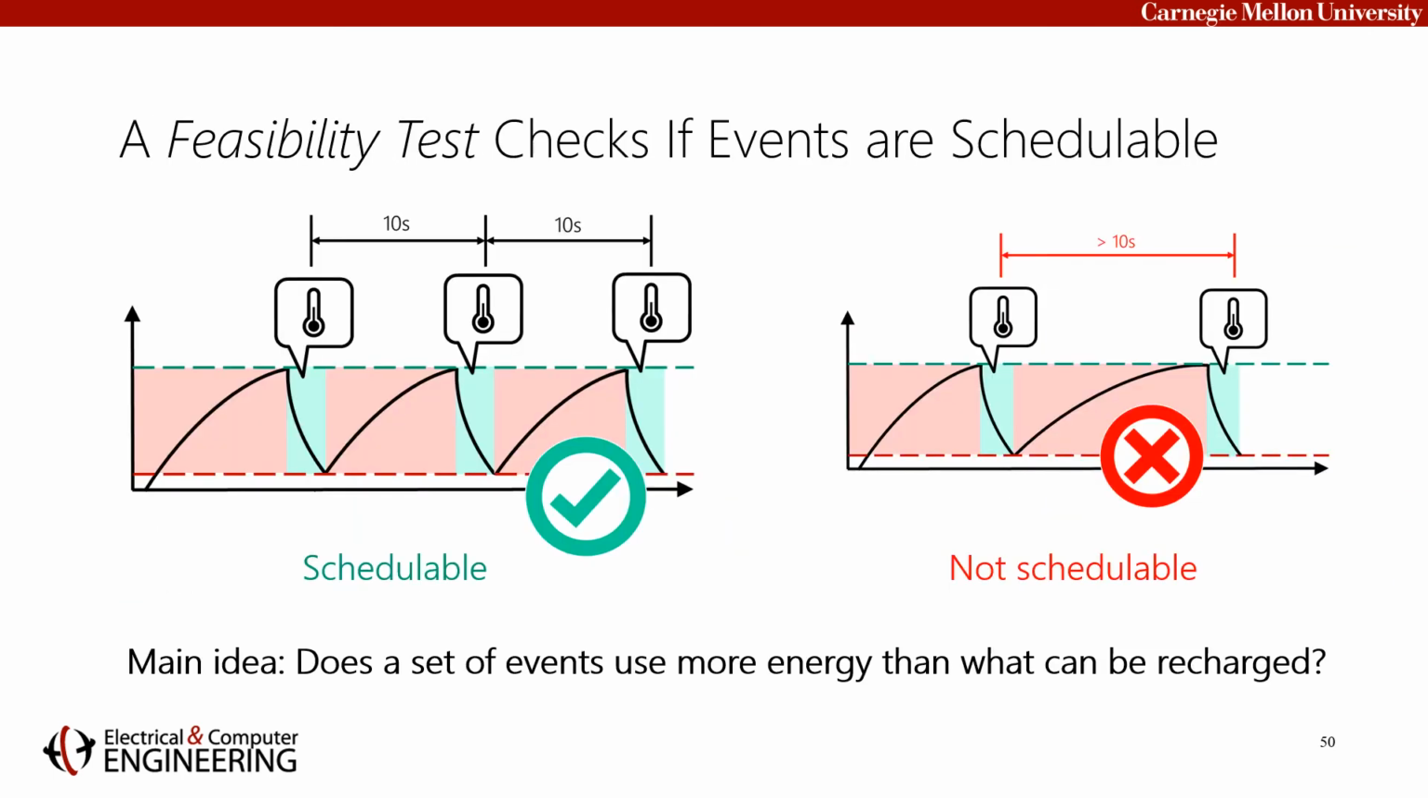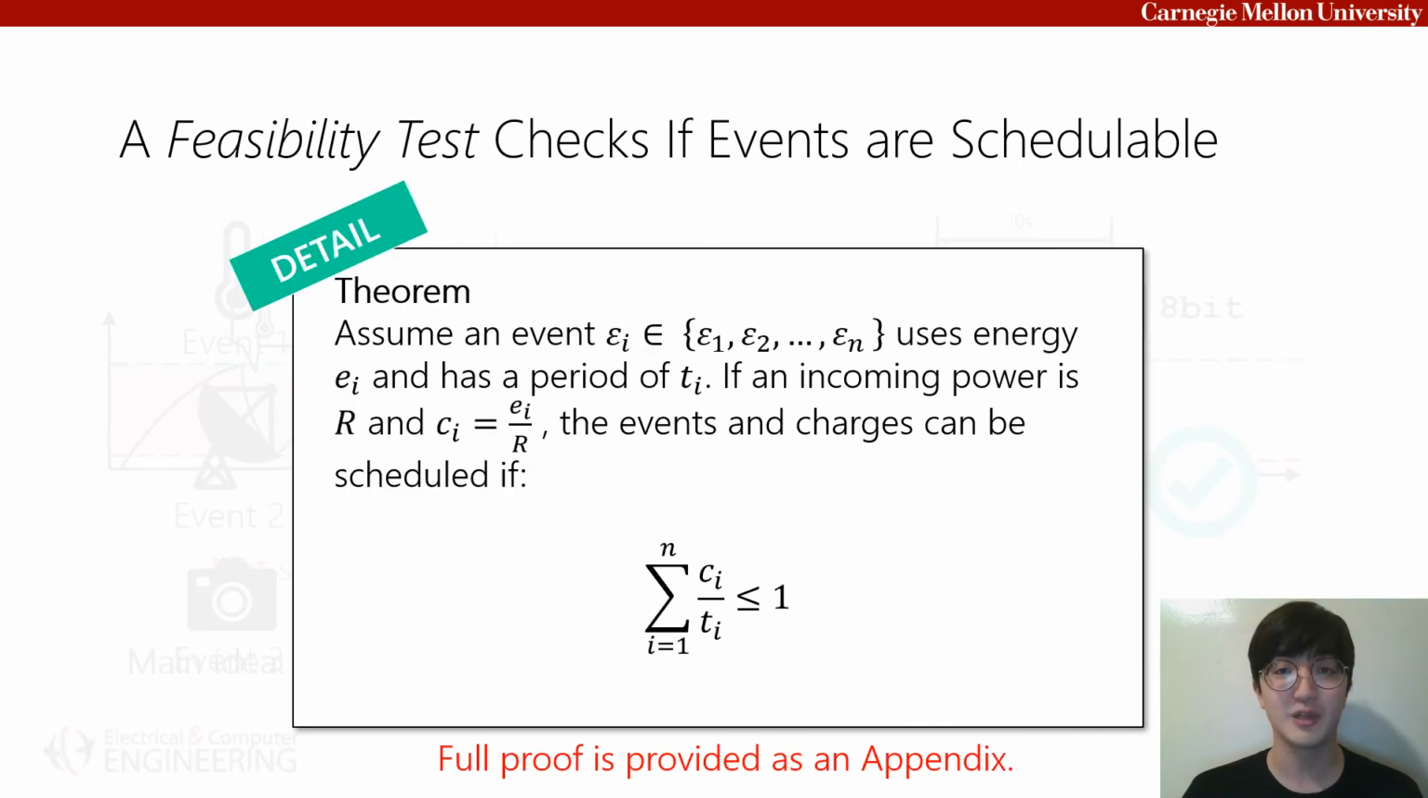A feasibility test determines if events can run with the user-specified scheduling requirement or not. The main idea of the feasibility test is checking whether a set of events will use more energy than what can be recharged. We developed a mathematical formula to test the schedulability with a given input power. Of course, you do not need to digest the formula right now. If you are interested, a full proof of the feasibility test is provided as an appendix.